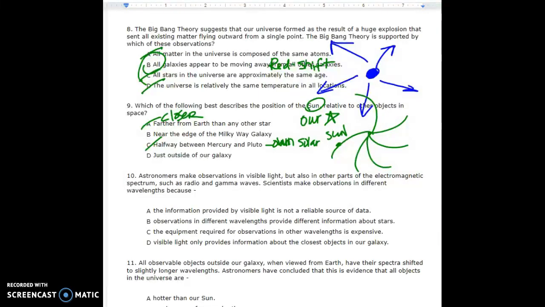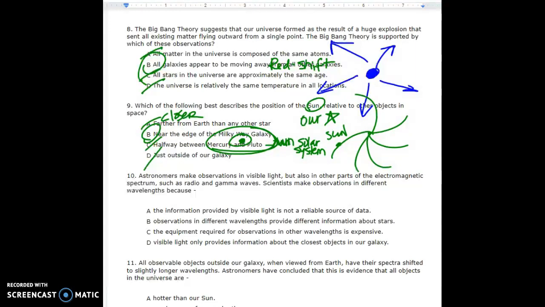Solar system, and that's not even true. They orbit us. Here's our sun, and they orbit us. So there's Mercury. That other one can be Pluto. Is it just outside of our galaxy? No, it's within our own galaxy, near the edge.